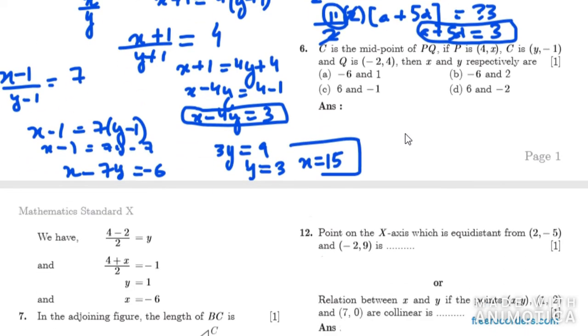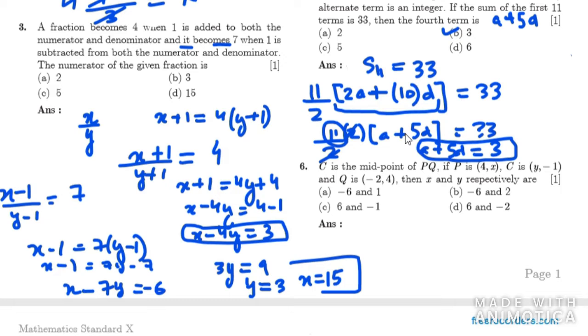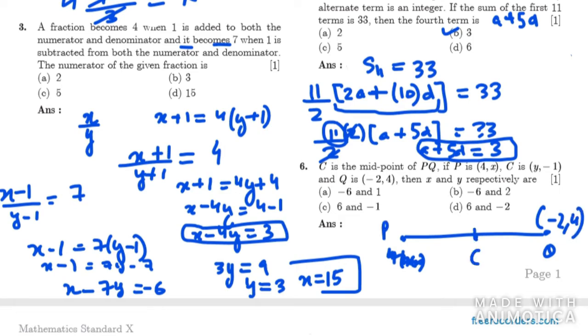Now moving on to next, it says that C is the midpoint of PQ if P is 4, x. So the first is 4, x, and in the end we have Q, that is minus 2, 4. First is P, then C, then Q. So P is 4, x, C is y, minus 1, Q is minus 2, 4. Then we need to find the value of x and y.